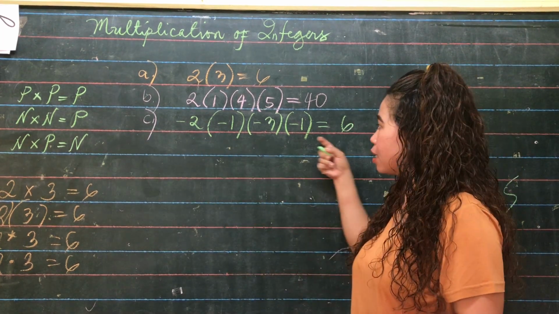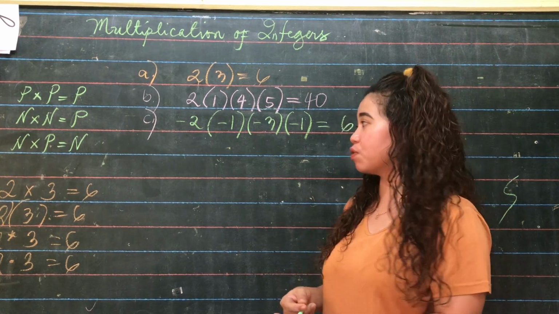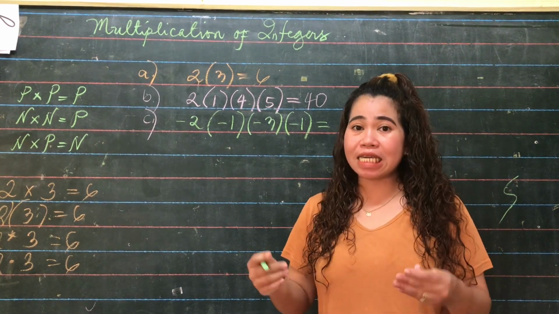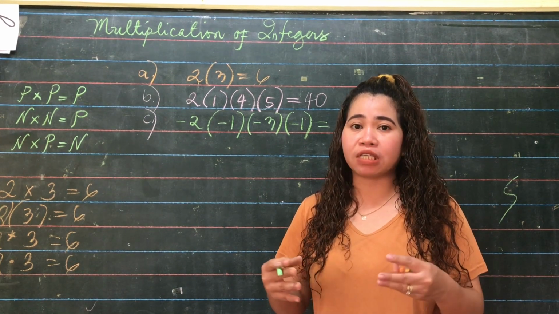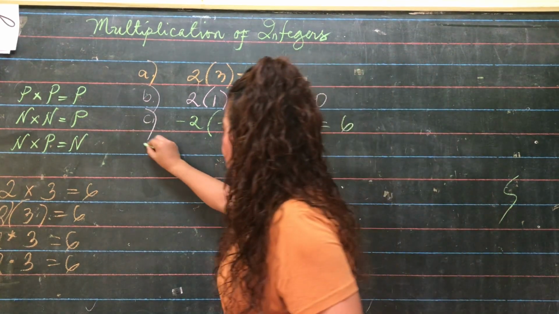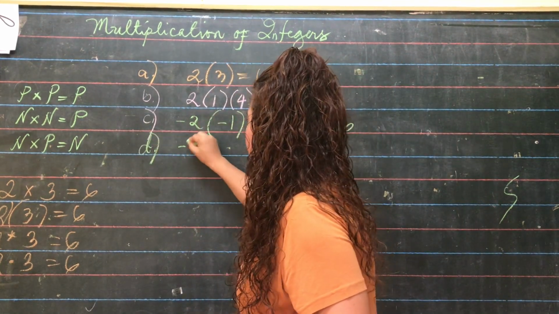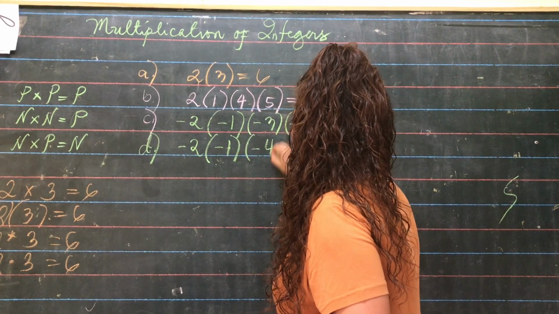Because they are all negative numbers. But take note of this: when the count of negative numbers being multiplied is even, the answer will be positive. I'll give another example. Negative 2 times negative 1 times negative 4.